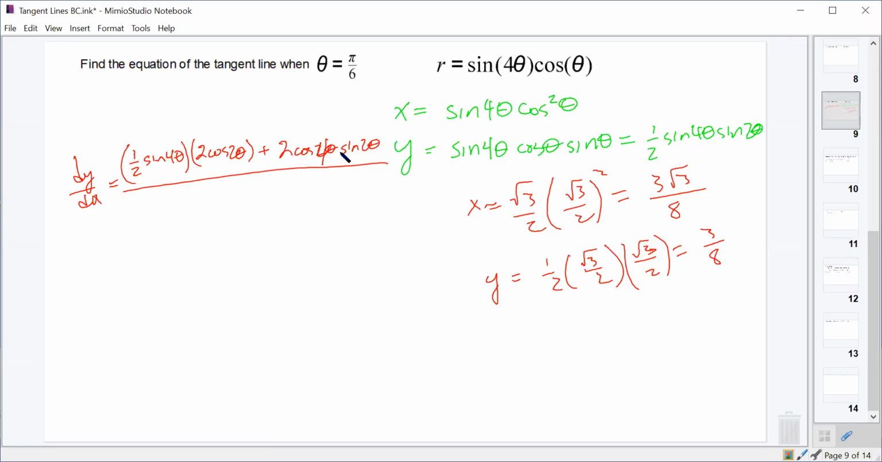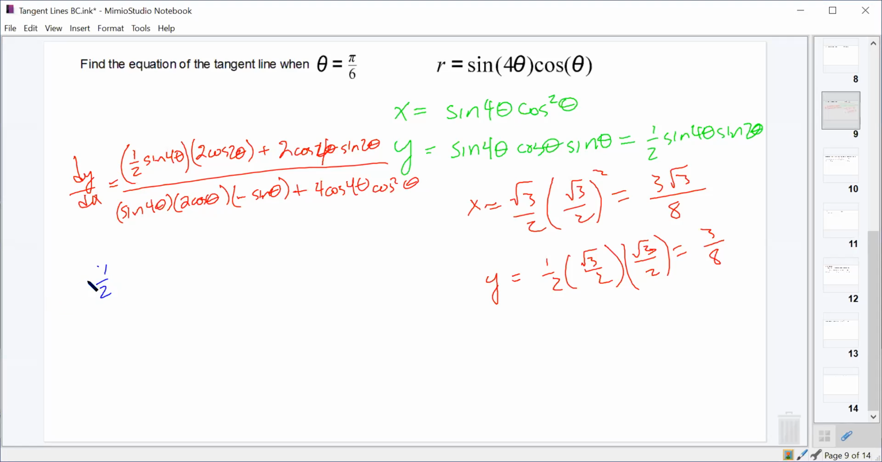Everybody good with that? And then our dx d theta ought to be sine 4 theta times the derivative of the cosine 2 theta, which is 2 cosine theta times negative sine theta. And then plus 4 cosine 4 theta times cosine squared theta. And I don't really care if we simplify this down, so let's just plug in our pi over 6 value.